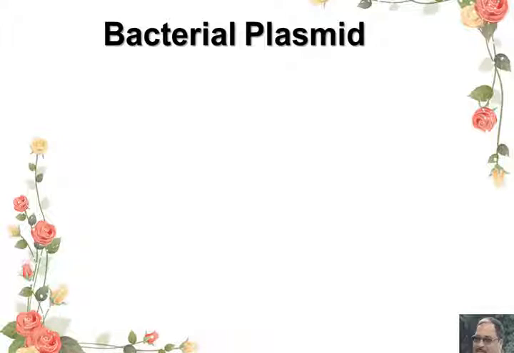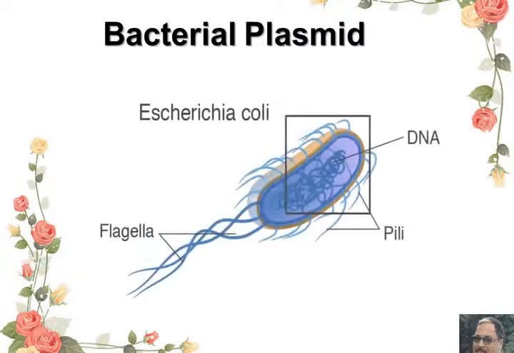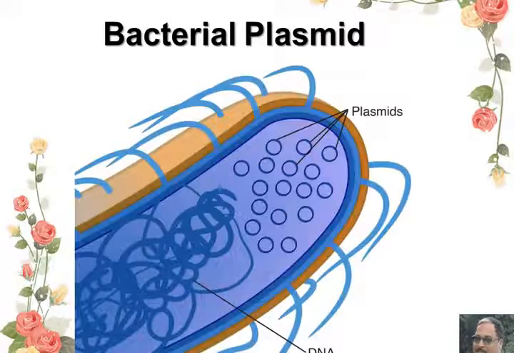The word plasmid was first coined by William Hayes and Joshua Lederberg in the year 1952 while they were studying the structure and reproduction of bacterial cells. Plasmids are extrachromosomal, self-replicating, double-stranded, closed and circular DNAs present in the cytoplasm of bacterial cell.